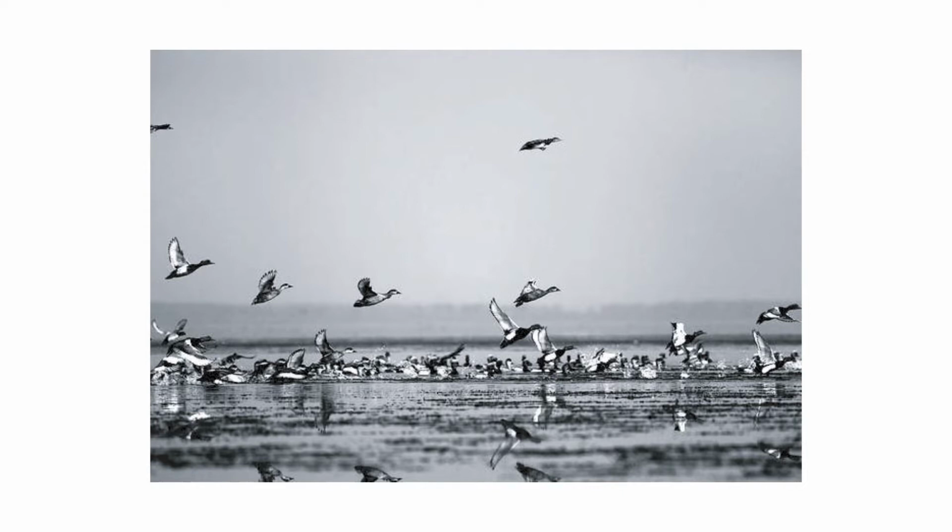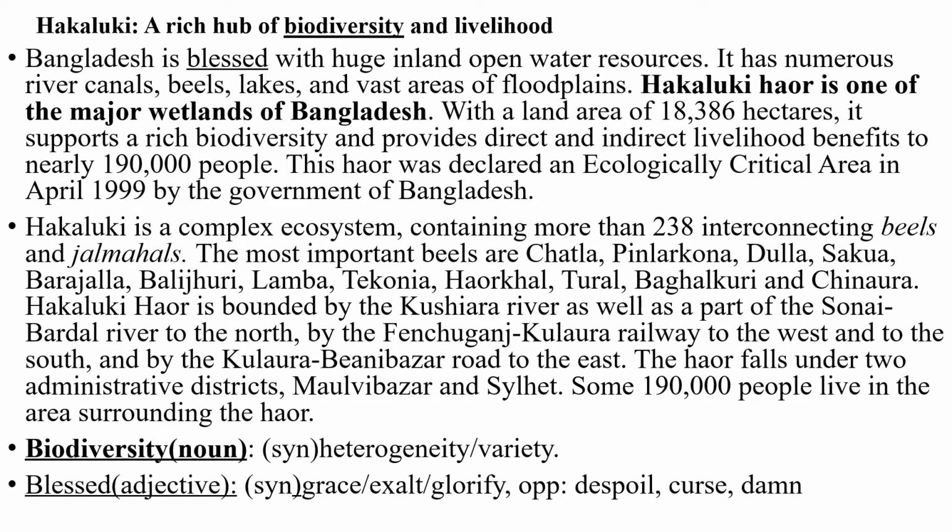So here is a picture. You will find this picture in your textbook, and this is a picture of Hakaluki Haur, and you see that a large number of migratory birds are visiting this area. So here is the text. Hakaluki Haur, a rich hub of biodiversity and livelihood. You may find this word biodiversity difficult. So here is the synonym: biodiversity means heterogeneity or variety. So this is the title of this text, and from here our text will begin.